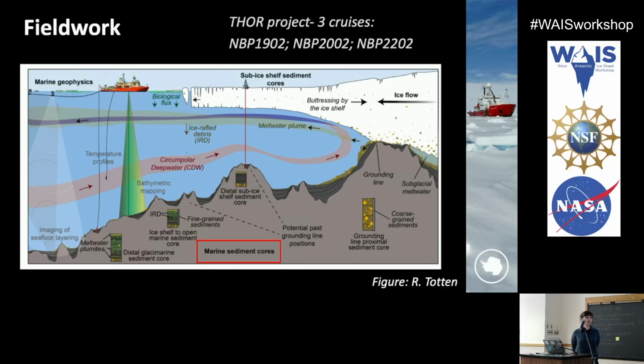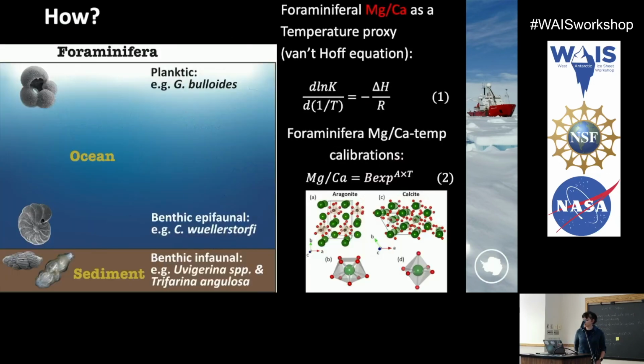So the way we are approaching this subject is by using marine sediment cores, and as you can see on this diagram, plenty of different types of data was collected as part of this cruise, including many marine sediment cores, which is what I'm going to be focusing on in this talk. I'm going to be using the magnesium-calcium ratio from foraminifera as a proxy for temperature.